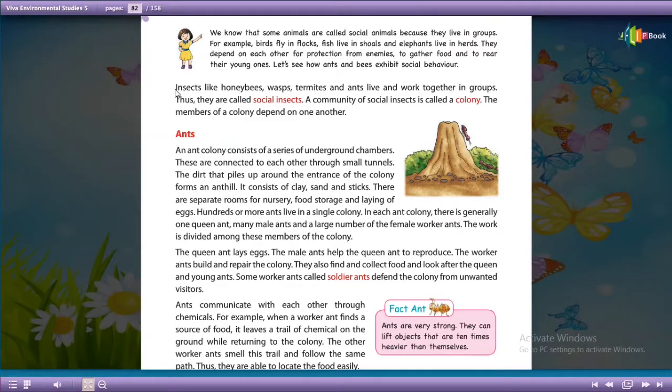A group of elephants is called a herd. Elephants in a group are called a herd. They depend on each other for protection from enemies.